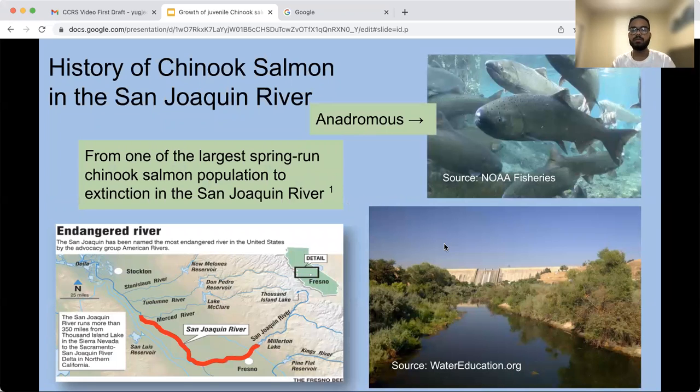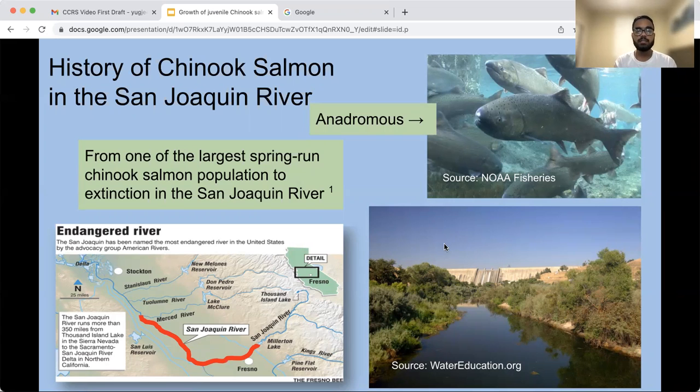Let's talk a little bit about the history of these fish in the San Joaquin River. As you might know, Chinook salmon are anadromous fish, which means after their eggs hatch, they stay in the river for a few months to a year, and then they travel downstream to the ocean where they grow and get ready to reproduce. Then they travel upstream to their native stream, and that's where they reproduce.